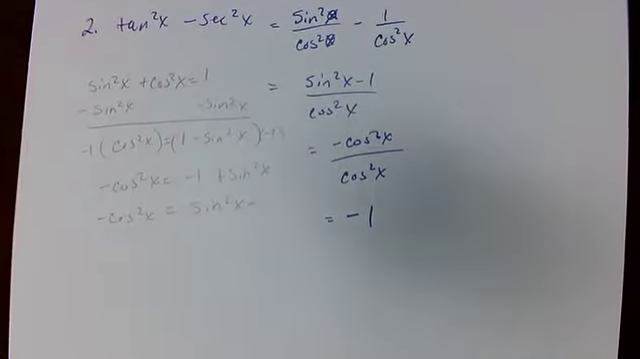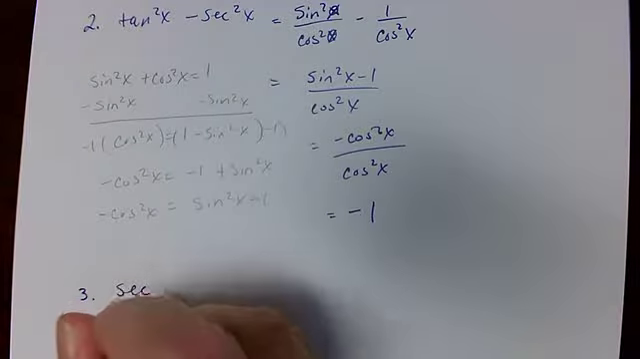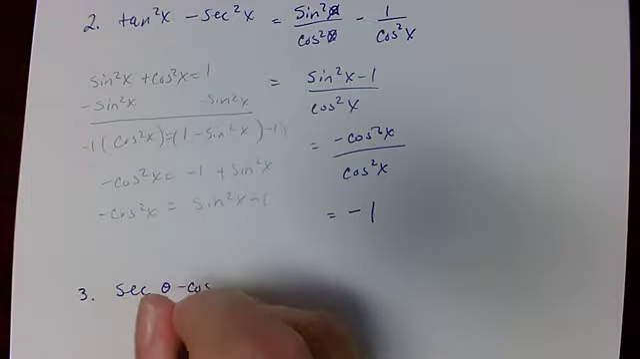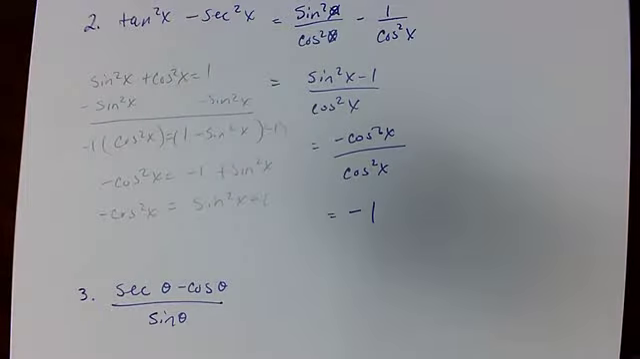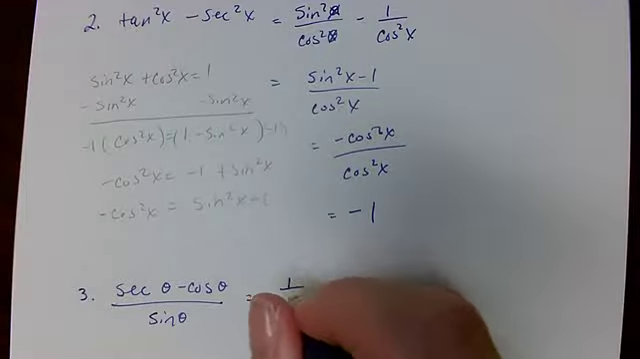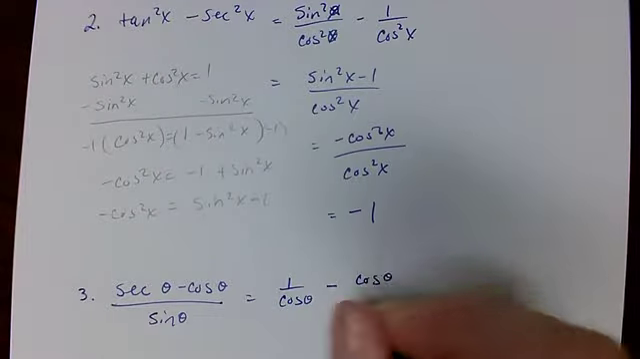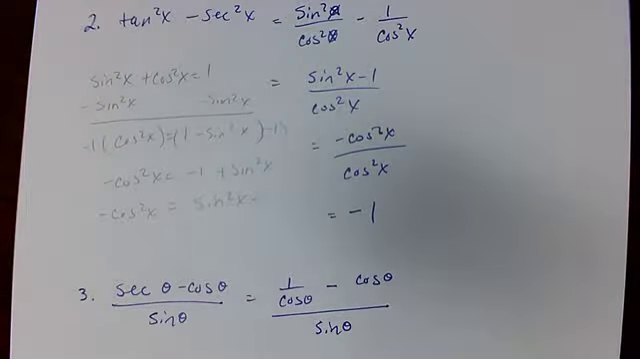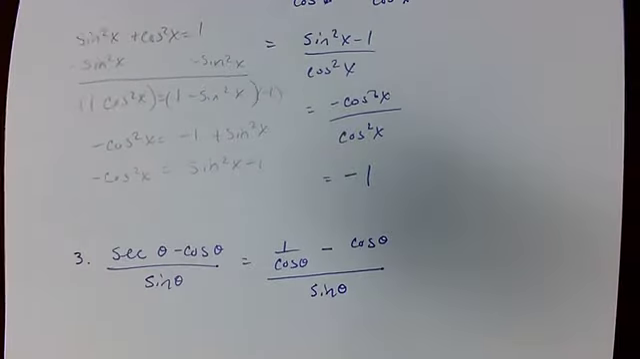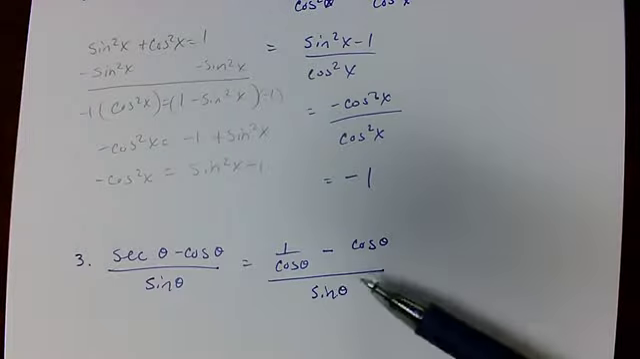All right, the next one we want to look at is secant theta minus cosine theta all over sine theta. So secant theta is again 1 over cosine theta minus cosine theta all over sine theta. So everything is in terms of sine and cosine. So what do I want to do with this? Well, I want to figure out how to simplify this down.